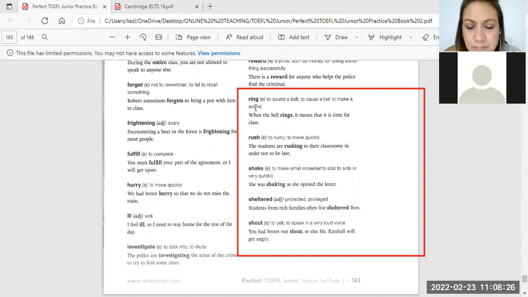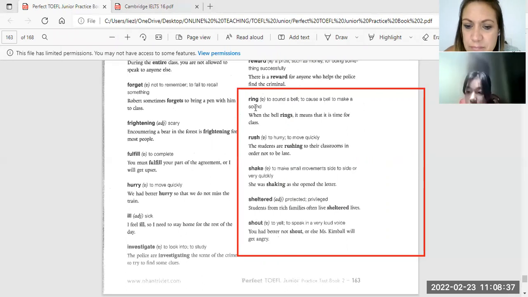Ring. Sweetie, you need to read it, okay? Ring, to sound a bell. To cause a bell to make a sound. Good. When the bell rings, it means that it is time for class. Let's see if you can make your own sentence with ring.